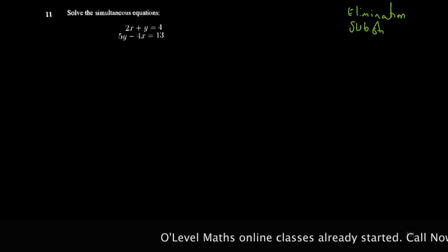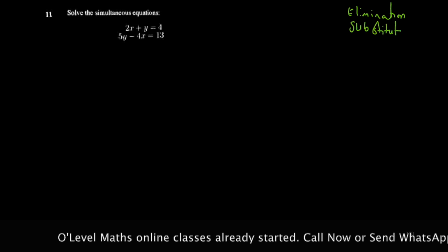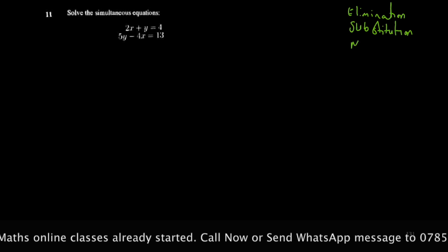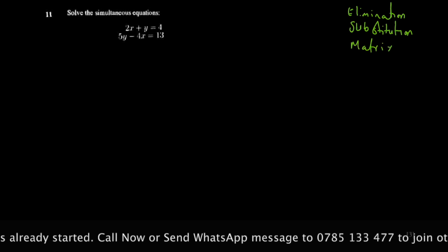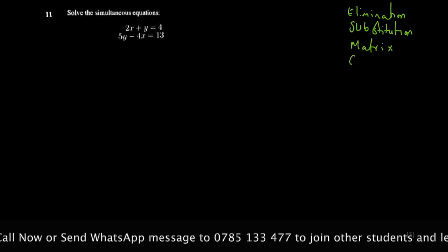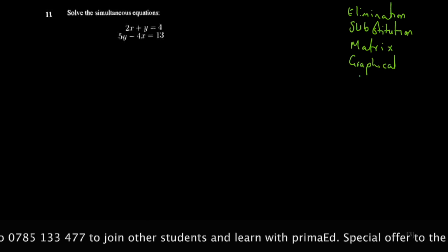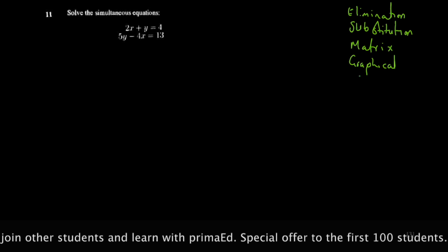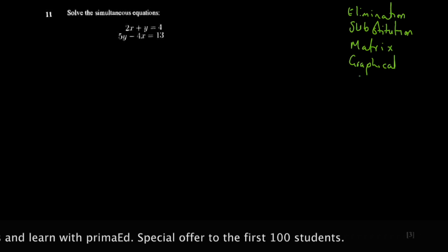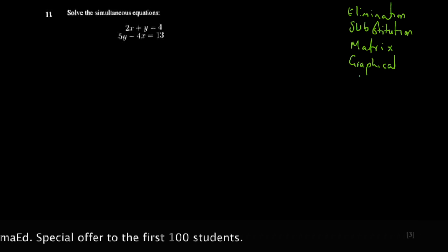Then there's also the matrix method. And then there's also the graphical analysis method. With graphical analysis, you can use two graphs to solve the same equation. The essence of it is that you should get the same answer for any method that you use.